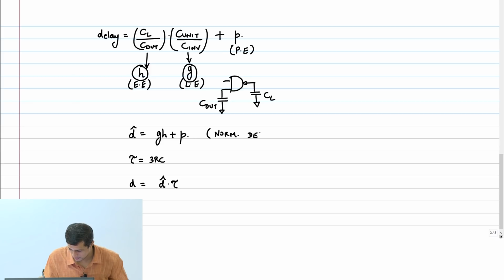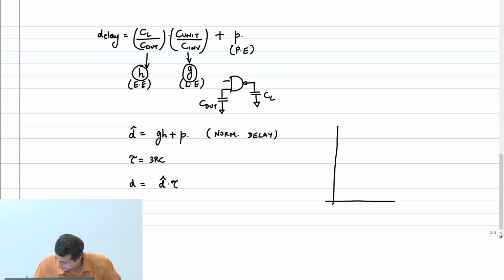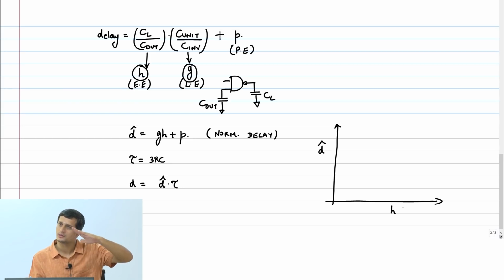Normalized delay. Okay? So what is this saying? If I plot my normalized delay as a function of the electrical effort H, I will get a straight line with some offset on the y-axis, right?